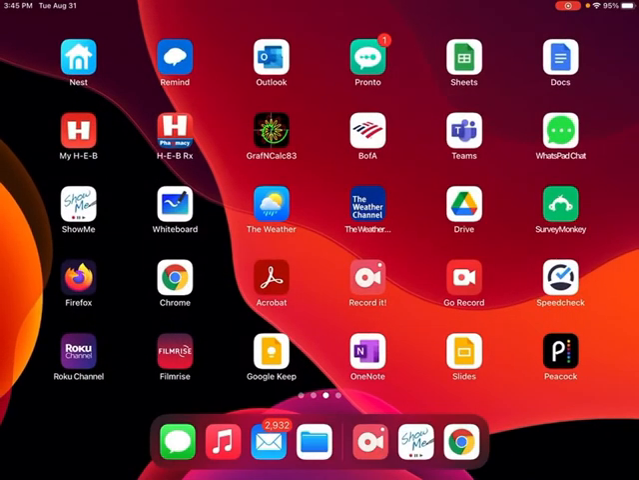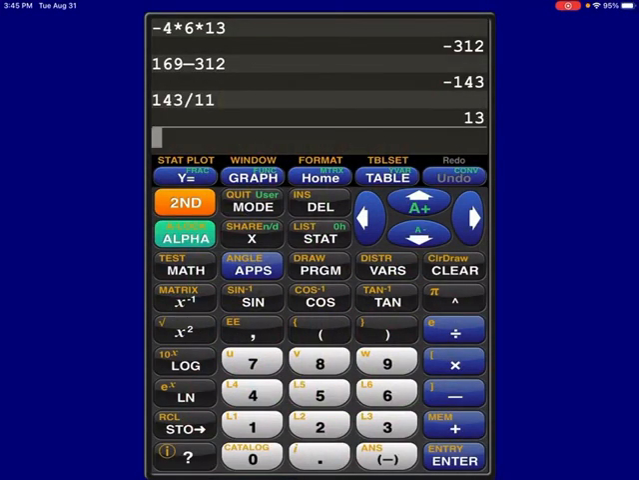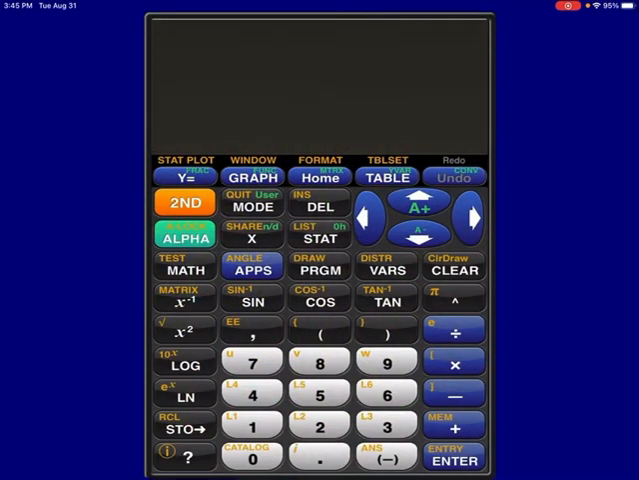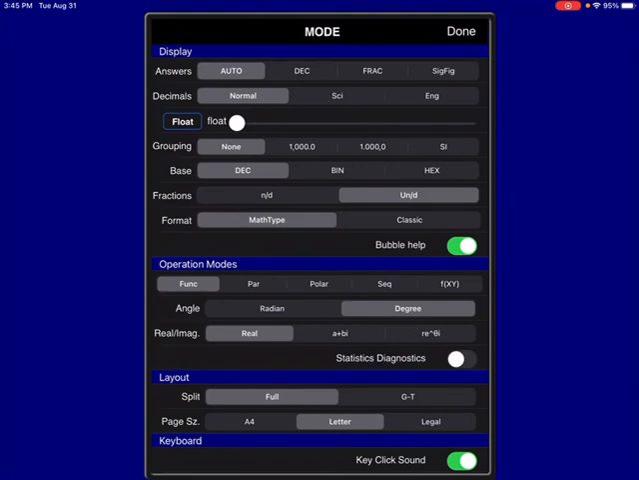So I'm going to go ahead and use my Graphing Calc app. Here we go. Let me clear everything on here. I'm just going to check to make sure that I am in degrees. Yes, I am. If you look under operation modes about halfway down, angle, it's either radian or degree. We are already in degrees, so I know I'm good there.